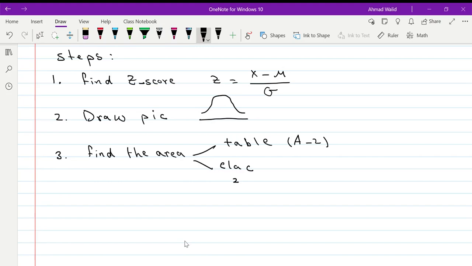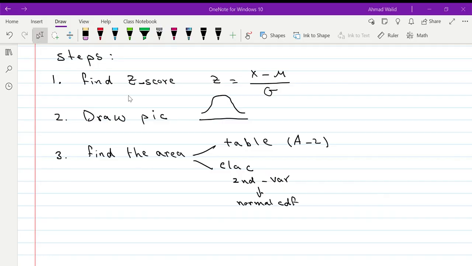To use your calculator, push second, then variance. Let me turn on, clear, second, variance, and you go to normal CDF. I'll show you how. Look, if I go to normal CDF, which is this one, I'll come down, normal CDF, enter.